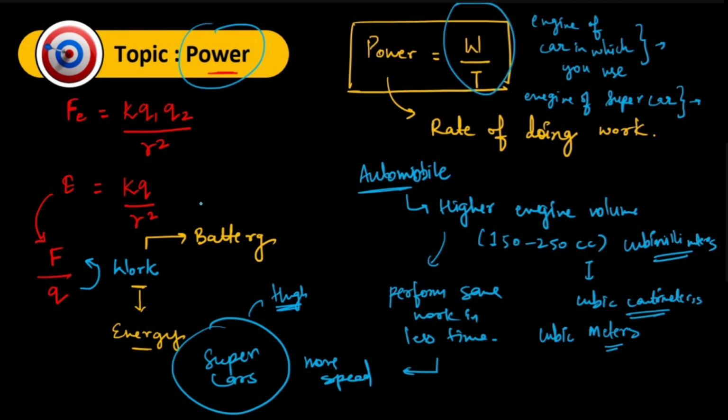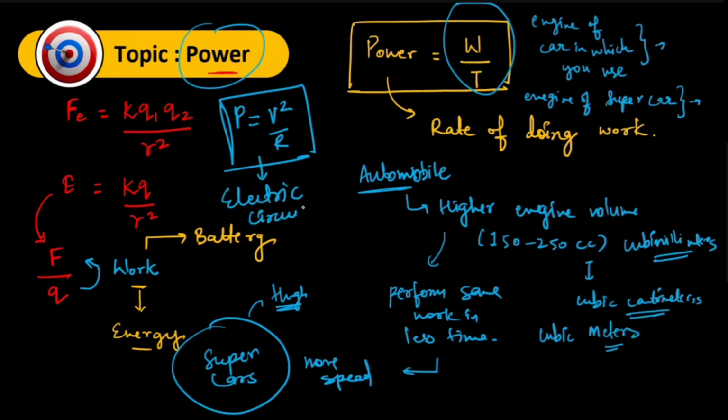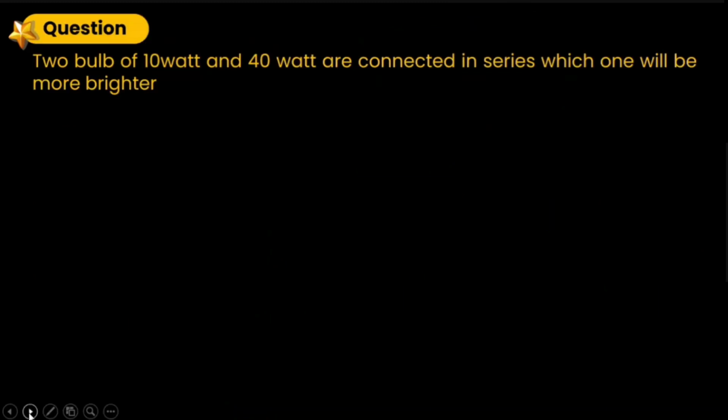In order to calculate power for these circuits, we have this relation V square by R. Remember this. In electric circuits, we are using this formula for calculating power. I won't comment on how this formula came, but yes, we do have it. If it were a complete course, I would have told you how this formula came and how we derive it.